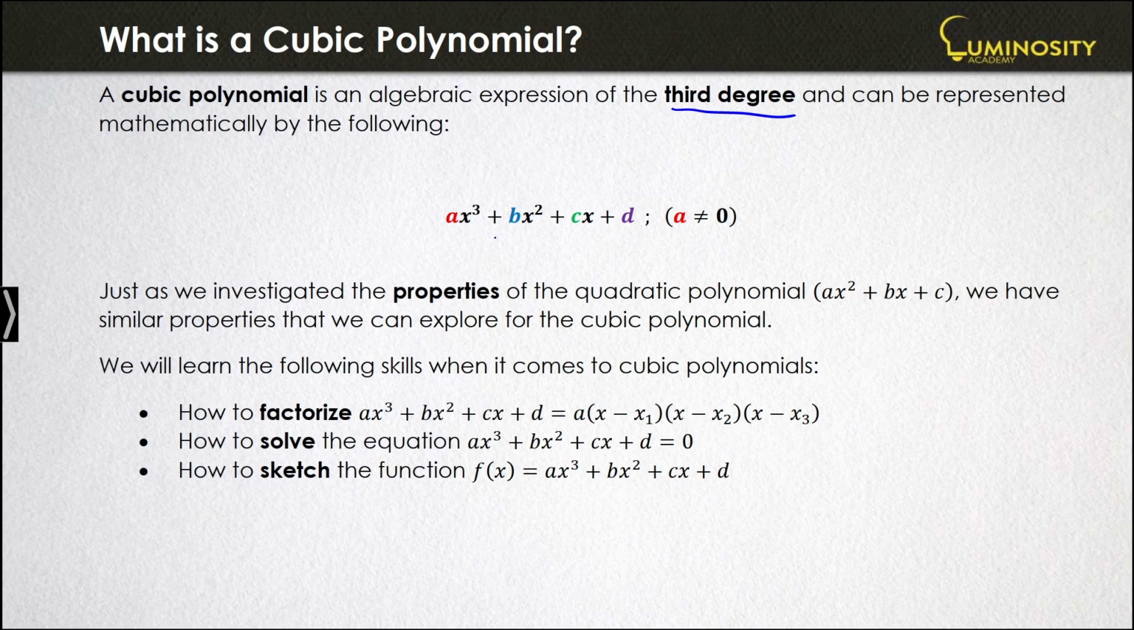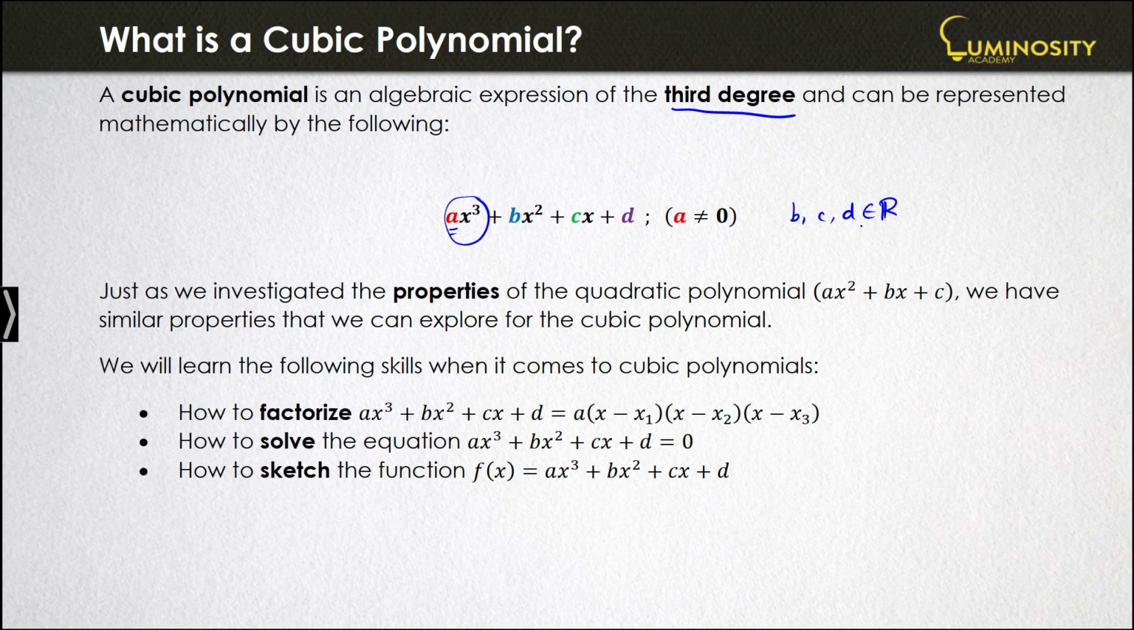a times x cubed plus b times x squared plus c times x plus d, where a cannot be 0, otherwise we eliminate that cube term, which is what makes it a cubic polynomial. And b, c, and d are just any real numbers, the coefficients. d is the constant number.